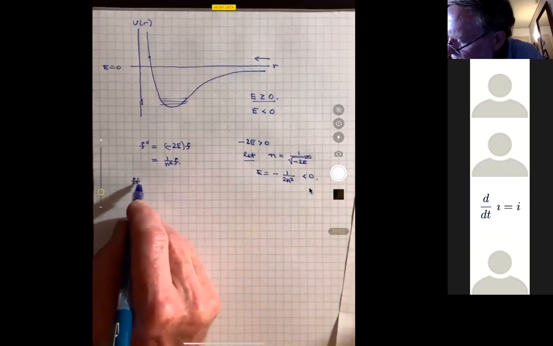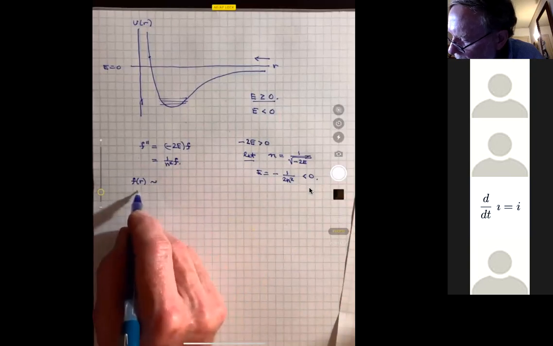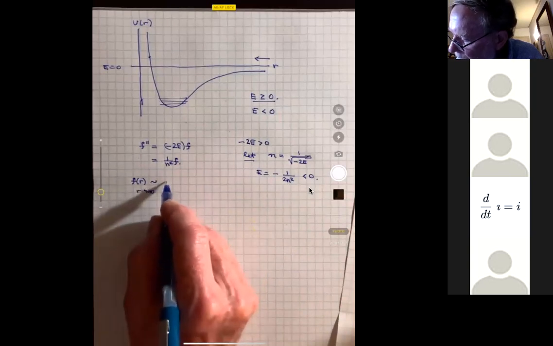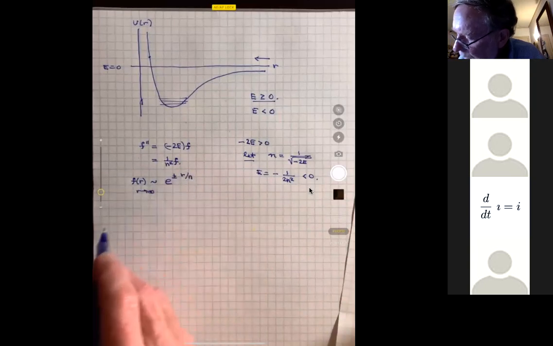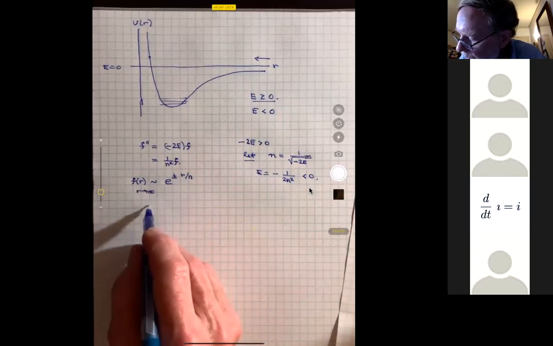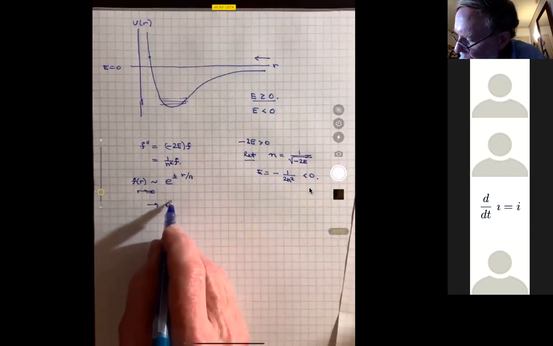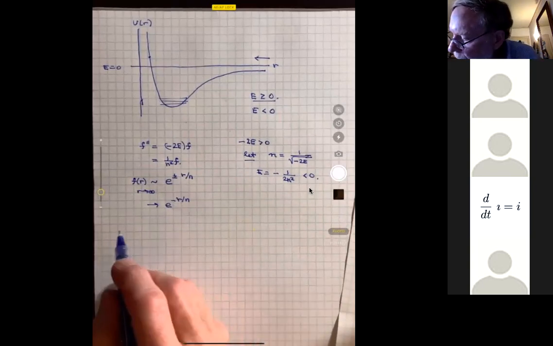And it means that F has the solution F of R. It's not really a solution, it's only an asymptotic solution at large R, as R goes to infinity. It goes like e to the plus and minus R over n. Well, plus R over n is not allowed because that diverges exponentially. So you want to replace it by e to the minus R over n. That's going to be the only possible solution that can be allowed, the behavior where it dies off exponentially as e to the minus R over n as R goes to infinity.